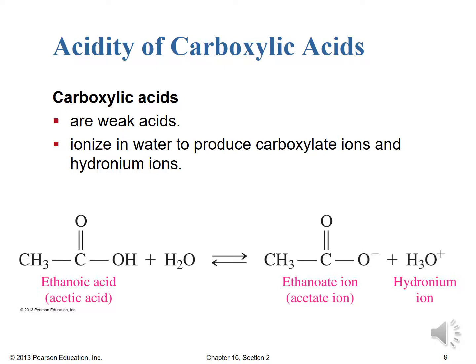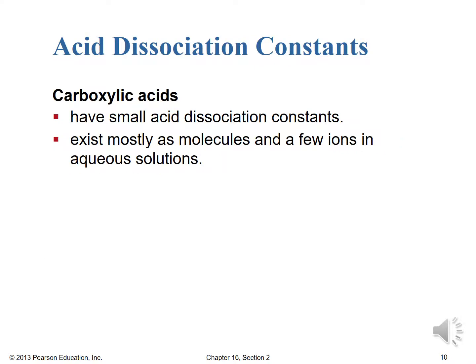So it's the same sort of thing we explored last semester in Gen Chem GOB, General Organic Biochem 1, where we focused on the general chemistry. We have an acid plus water in equilibrium with the acid anion and hydronium ion. Because they're weak acids, carboxylic acids have small acid dissociation constants, which means they exist mostly as neutral molecules and only a few ions in aqueous solution.